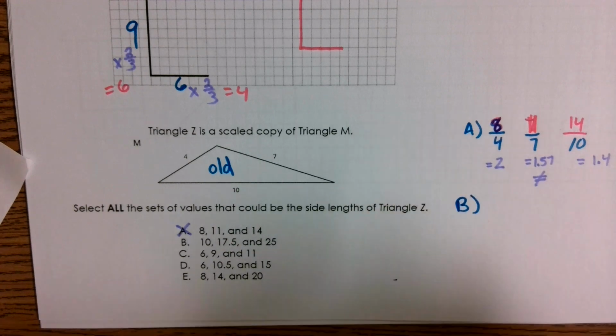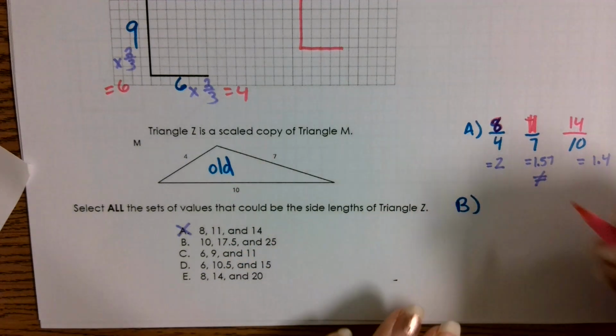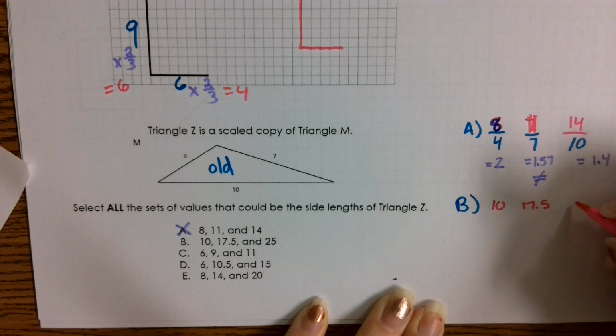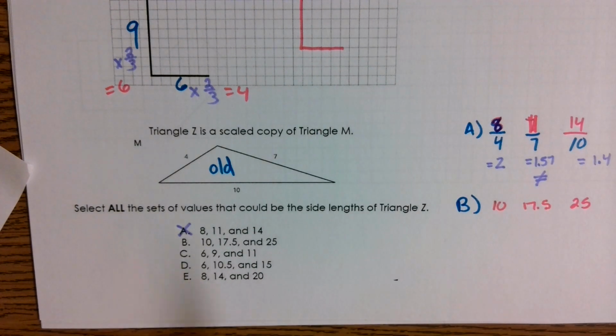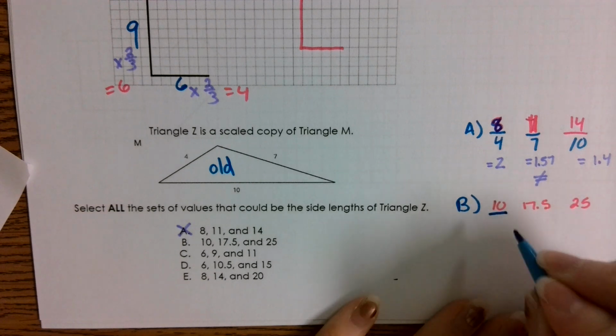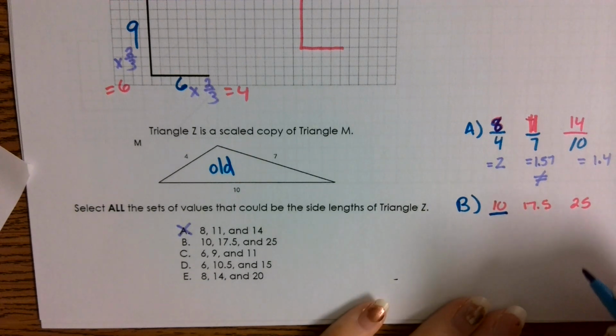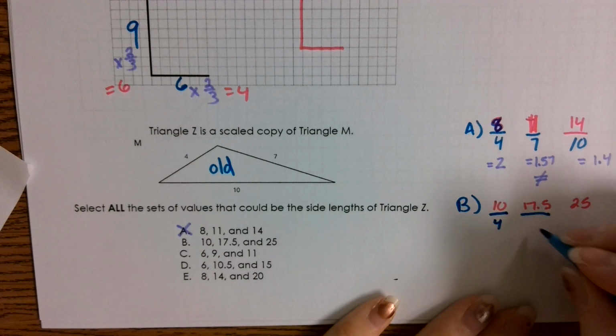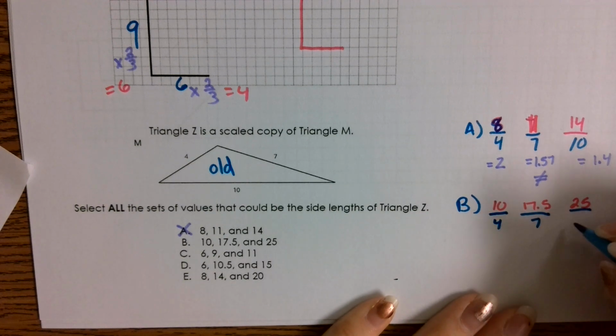So for problem B, again, we're taking all of the new measurements. Our new measurements are 10, 17.5, and 25. And then we're going to divide them by all the old measurements. What are we going to divide the 10 by? 4. What about the 17.5? 7. And then the 25? 10. We're going to divide it by the 10.